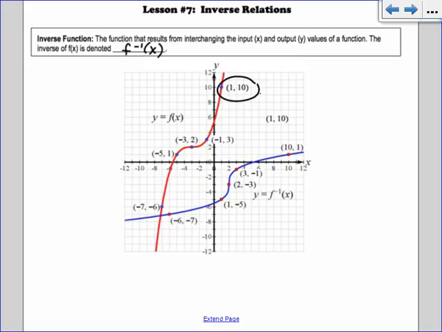Okay, so every point that I have on f of x, like 1, 10, I don't have the same point on f inverse. I have the opposite. It flips over. It becomes 10, 1. Okay? So if I have negative 3, 2, that means I have 2, negative 3. And what happens then is it ends up being a reflection over the line y equals x. So that's why the curve is perfectly symmetric over that line. Okay?